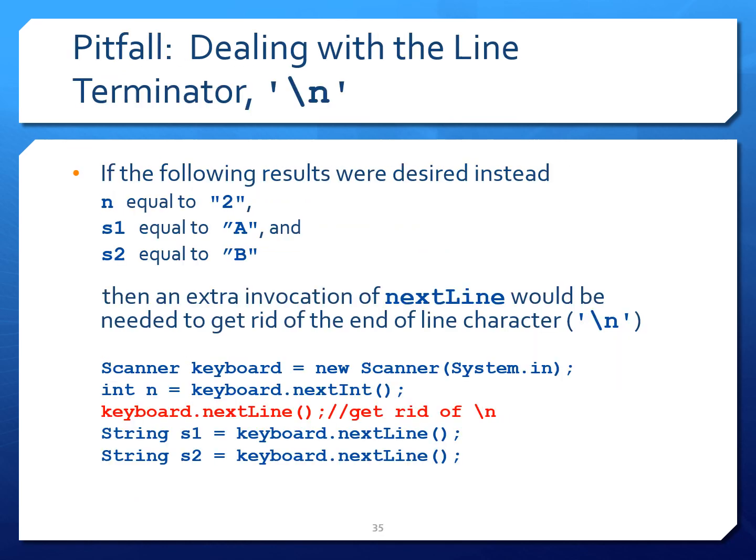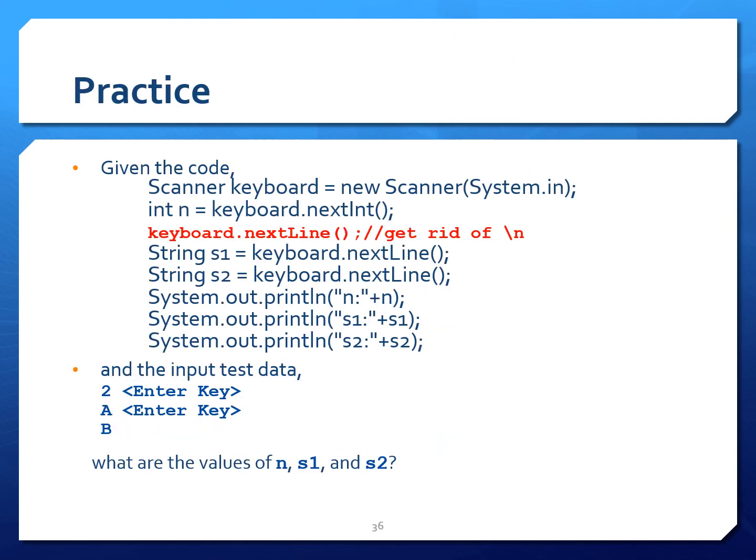To overcome the previous problem, we need an extra nextLine method after the nextInt method to get rid of the extra \n. Practice time. Add in an extra nextLine method after the nextInt method. Pause the video and test the code with the given input test data again.